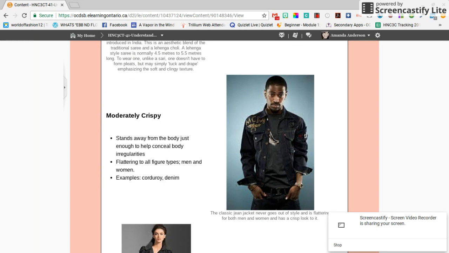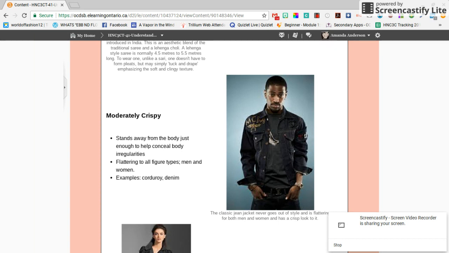Then we go to something that's a little bit more crisp. You can see that the collar on this jean jacket is fairly crisp. It stands up, it doesn't just flop over. Also, you can see the cuffs stick out. They manage to keep their form. Denim is a moderately crispy fabric, and denim is generally flattering to all figure types. And moderately crispy helps conceal the body and make it look a certain way.